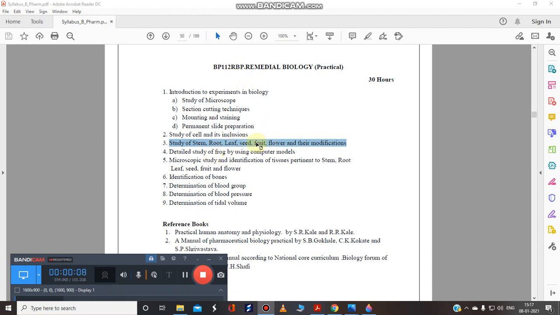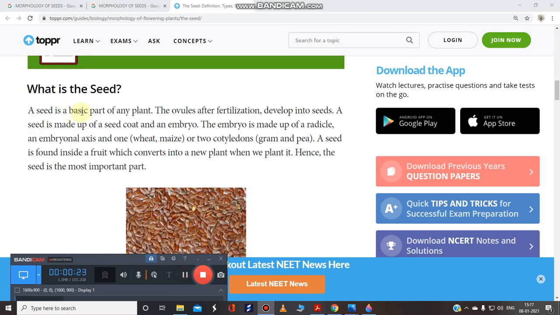In this video tutorial we are going to cover the morphology of the seed. We have covered the stem, root, leaf, fruit and flower. So let's see what a seed is. It is a basic part of any plant, and the ovules after fertilization develop into seeds. Remember this thing, ovules. I hope you remember the ovary. Inside the ovary, ovules are there. We have already covered this in the morphology of the flower.